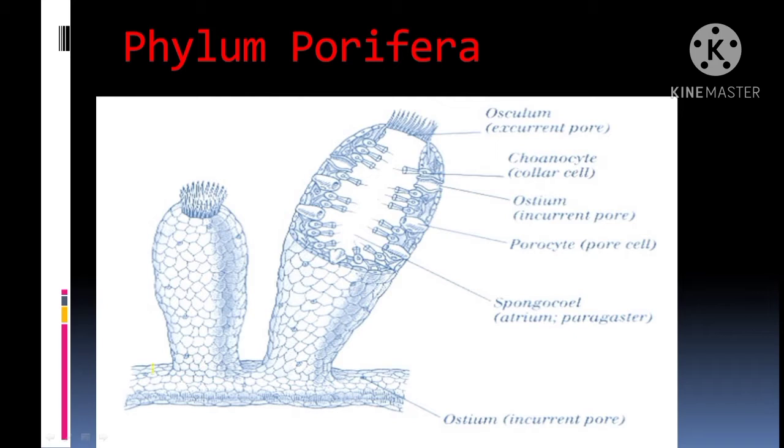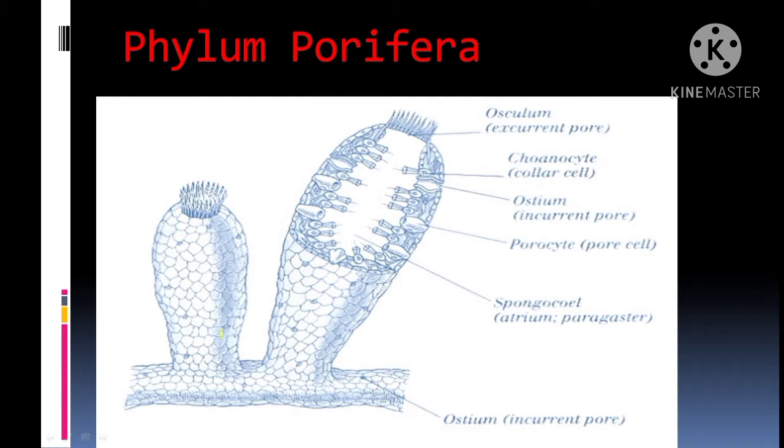And here, this diagram is of a Sycon. The Sycon is an example of Porifera. The Sycon is also known as a sponge. As we know, the body of sponges has a cell aggregate body plan. There is no formation of tissues or any organs. This organism shows numerous types of cells.